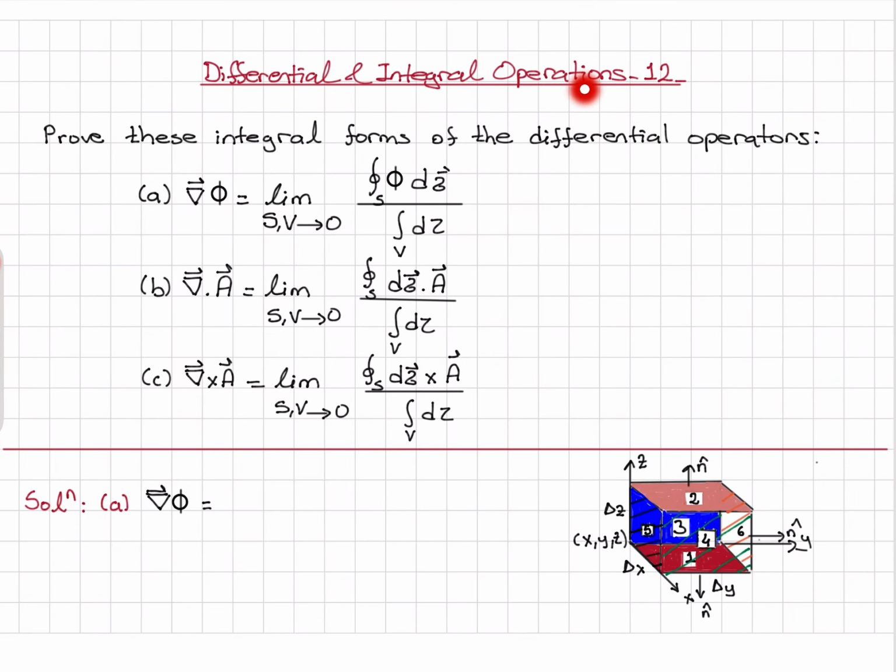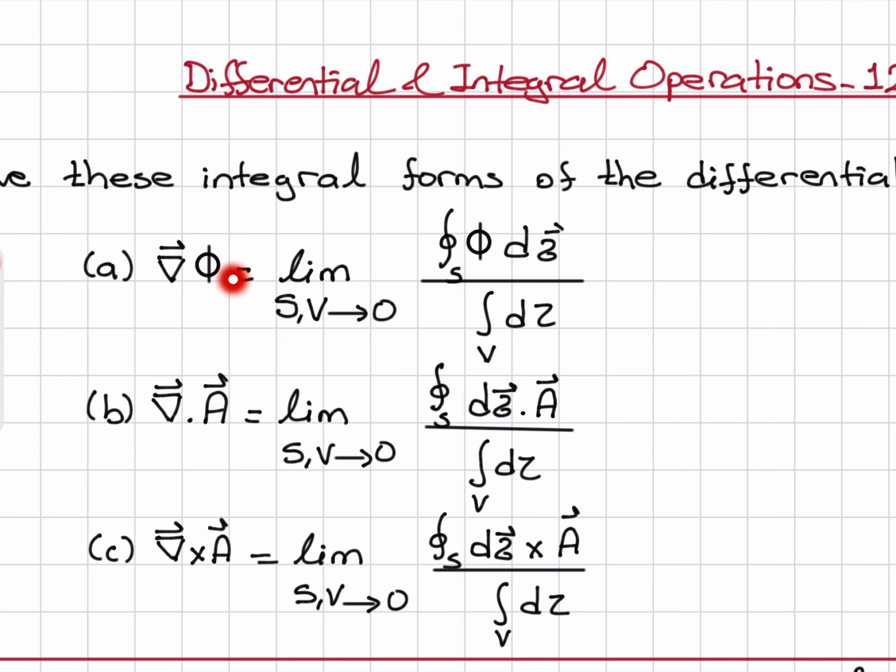Differential and integral operations 12. Prove these integral forms of the differential operators. Gradient of phi is the limit as the area and volume go to 0, closed surface area phi d sigma divided by the volume integral d tau.